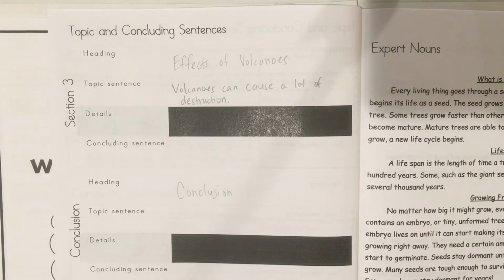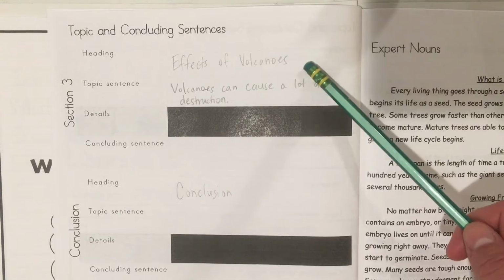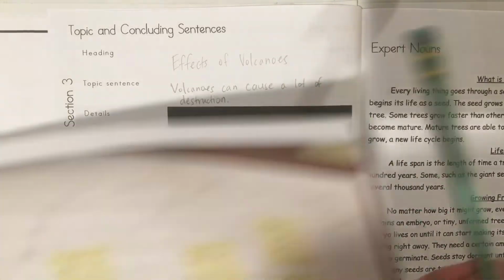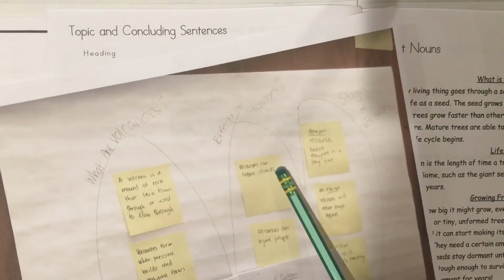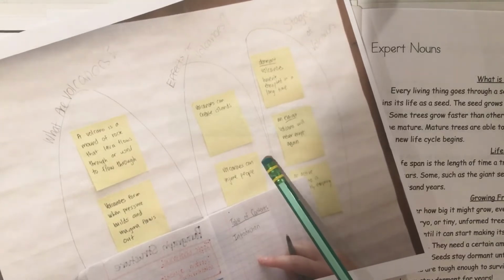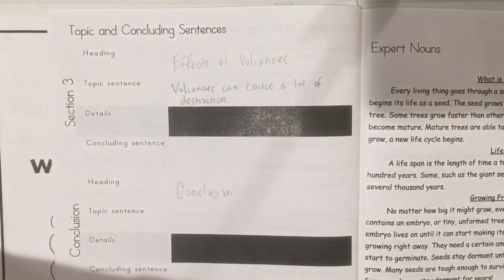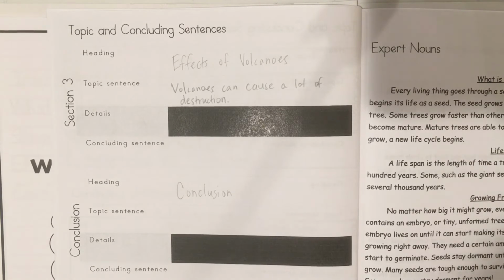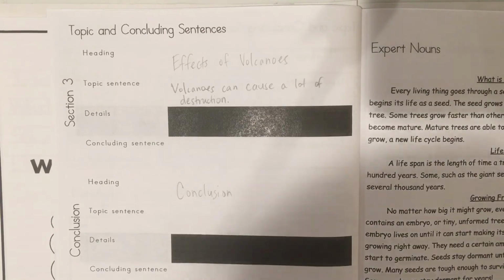Now let's see, effects of volcanoes. So I'll be sharing, let's see, effects of volcanoes. It talks about how volcanoes can create islands and volcanoes can injure people. Wow, okay. I'm going to be sharing some interesting information about what volcanoes can do. So for this concluding sentence, I'm going to ask my readers a question. Aren't volcanoes fascinating?